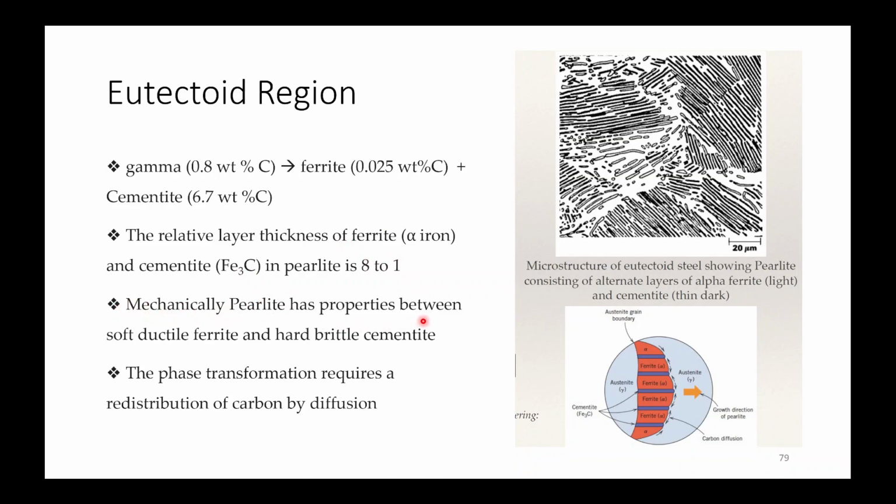Mechanically, pearlite has properties between soft ductile ferrite and hard brittle cementite. It is a composite like structure, and the phase transformation requires a redistribution of carbon by diffusion. So here firstly a cementite layer will be forming, then in adjacent regions you find that the carbon will be depleted, so ferrite will be forming, then in their adjacent regions again cementite layers form, and hence it keeps on going, and the growth of pearlite occurs.